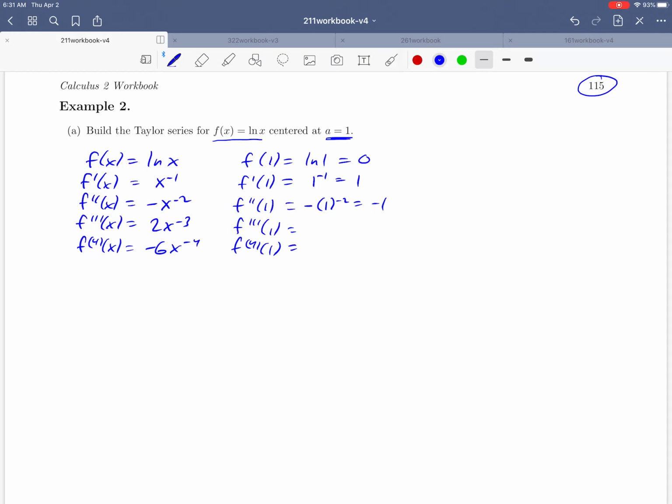Okay, so these numbers that we're calculating are going to be a little bit predictable. So 2 times 1 to the negative 3, that's going to be 2, and then finally negative 6. You can double check those calculations. Okay, so what does the Taylor series look like?